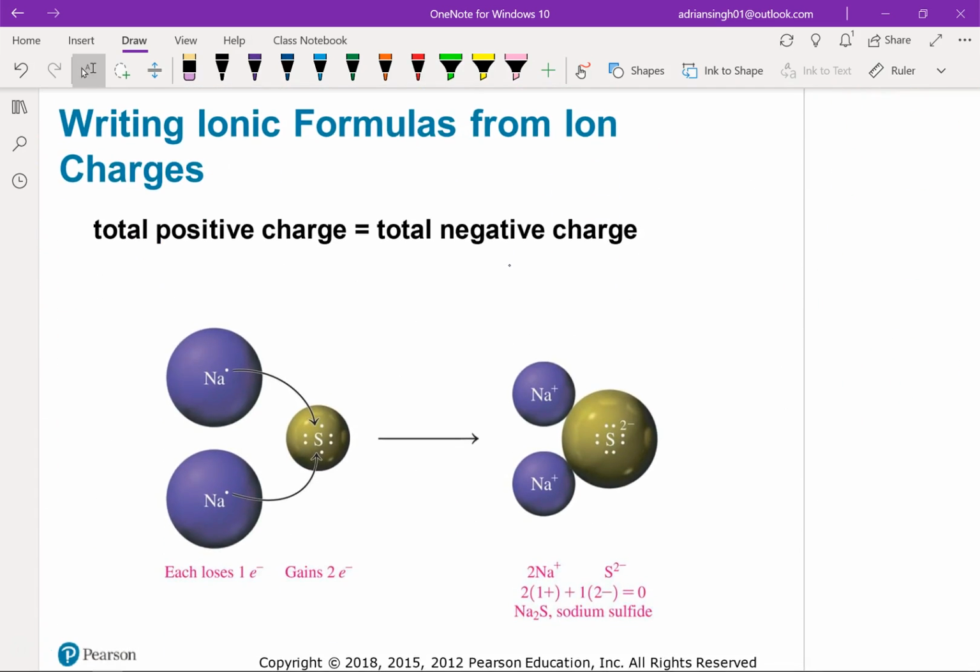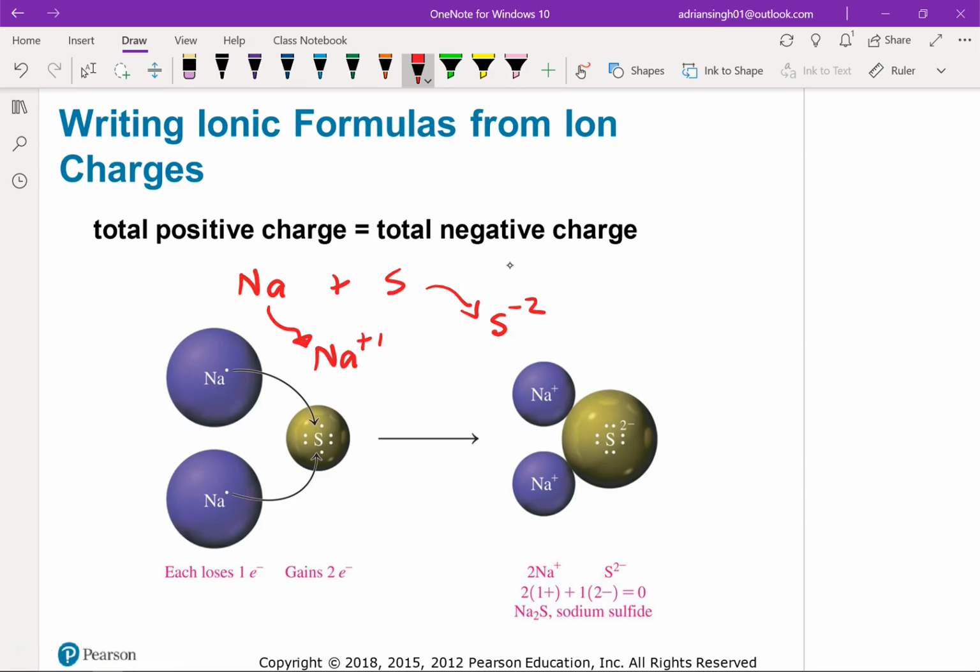Similarly, if we look at sodium combining with sulfur, right? Again, we can predict the charges on these ions. Sodium's in group 1, it'll have a charge of +1, and then sulfur is in group 6, so it'll have a charge of -2, right?